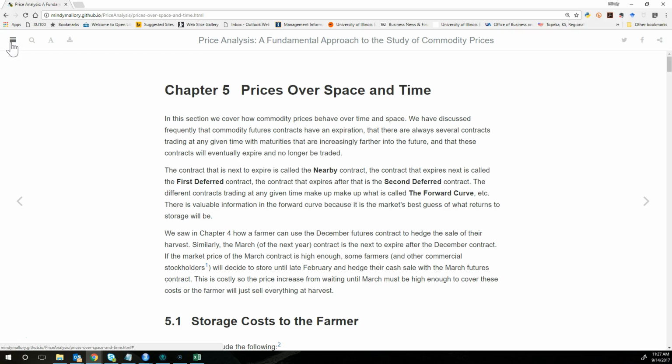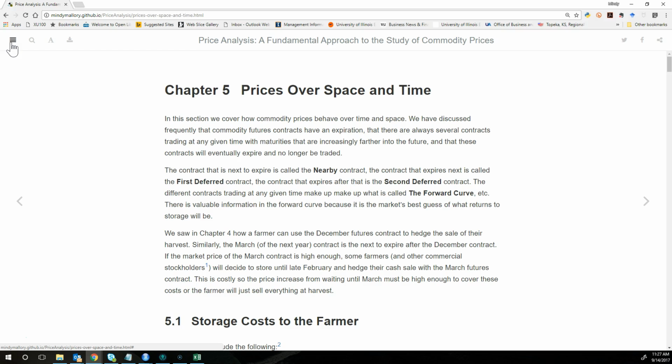We've already used this a little bit when we were just discussing futures prices in general. But the first is the concept of a nearby futures contract. The nearby contract is the contract that will expire next. And then we talk about the contract that will be expiring first after that. So there's the nearby contract, then there's the first deferred contract, then there's the second deferred contract, and so on.